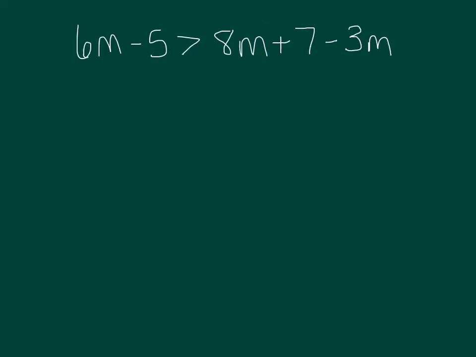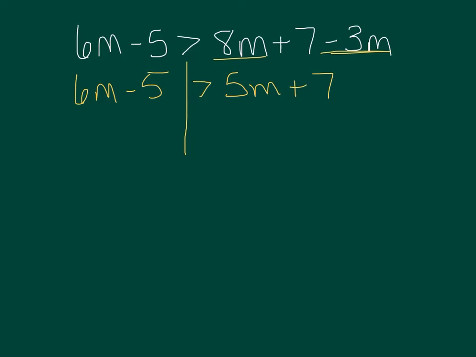All right, next one. Same thing, we're going to make sure we separate our inequality so we know when we have to add or subtract. Now this one has 2 m's on the right side, so I need to combine them before I move. So I'm not going to do anything with this over here. Okay, and then 8m minus 3m is 5m.